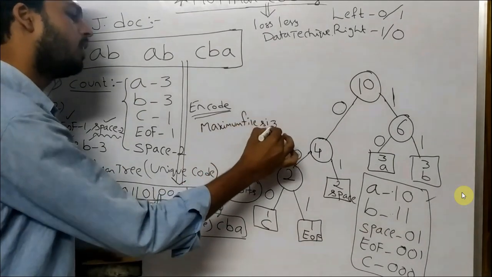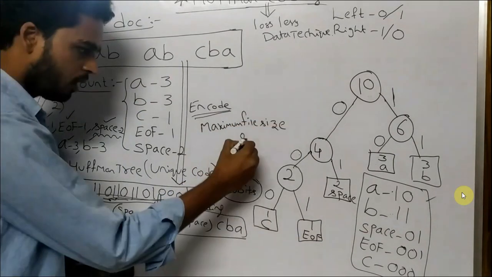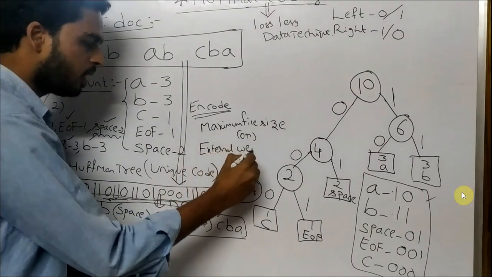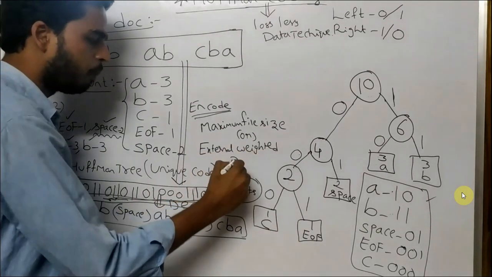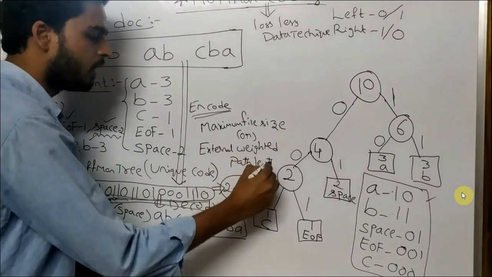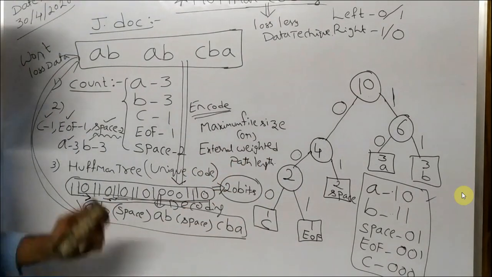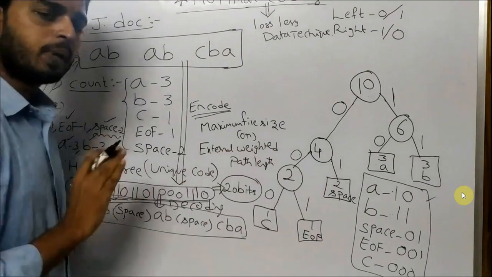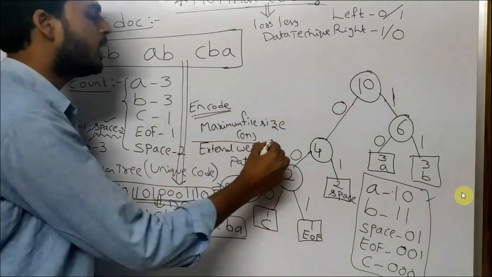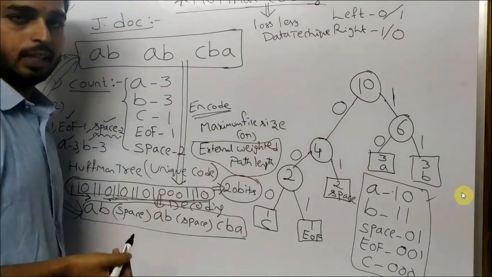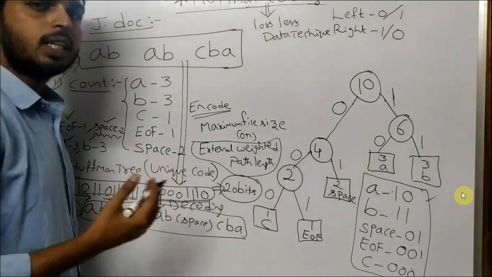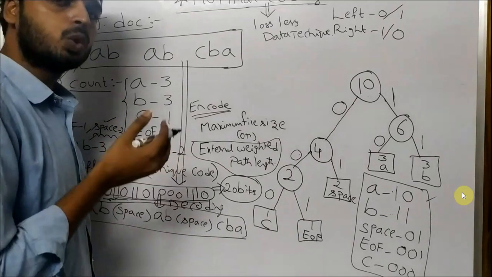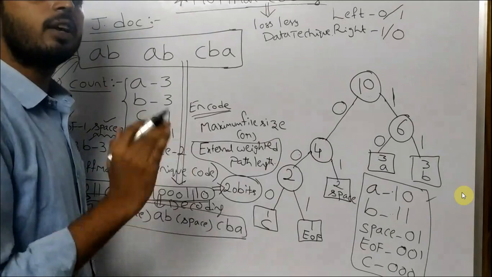I can call it the maximum file size, or I can call it the external weighted path length. Here the question is, why are we constructing a Huffman tree? To minimize the external weighted path length. If we minimize the external weighted path length, the amount of space required to store the data in our system will be very small.